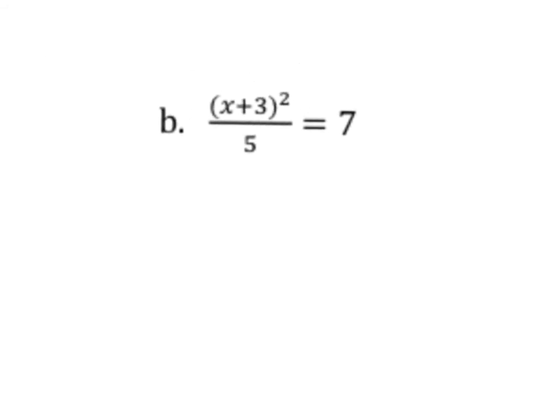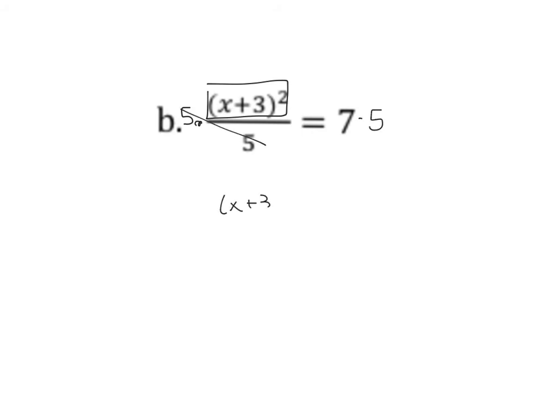All right, so let's look at one that's similar to that. Once again, we're trying to get the squared part by itself. We'll have to undo this 5. It's on bottom, which means it's being divided, so I'm going to multiply both sides by 5. That cancels it out, and I'm left with x plus 3 squared equals 35. Then I want to undo the squared, so we're going to square root both sides. Cancels out the squared, so I have x plus 3 equals plus or minus square root of 35.